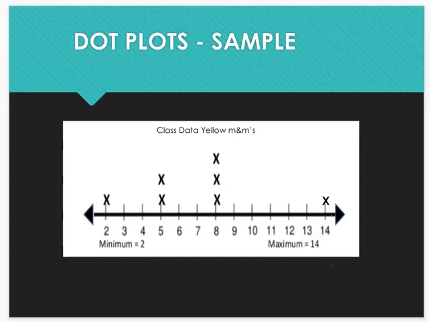Sample dot plot. So let's say in your class data you only had 7 students in it, and 1 student in your class had 2 M&Ms in their bag, 2 students had 5 M&Ms in their bag, 3 students had 8 M&Ms in their bag, and 1 student had 14 M&Ms in their bag. So notice there's a title, all the tick marks are labeled, you have your minimum and your maximum labeled, and there's a nice even interval. So make sure you make dot plots for each of the colors in your class data.